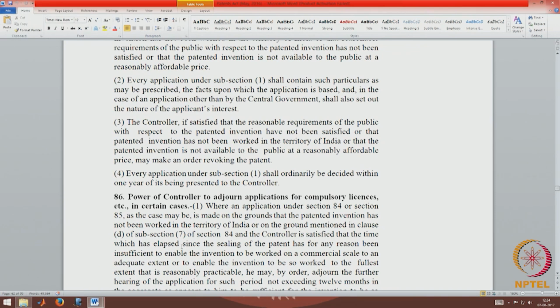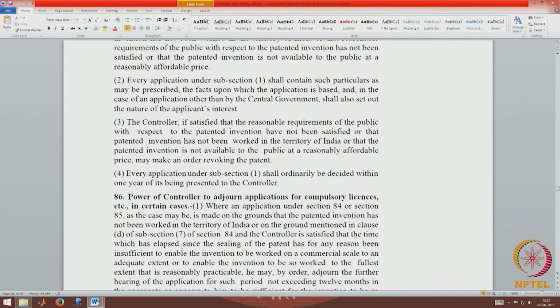So, law provides for a measure by which the patent can be revoked and any person could then work the invention. 85.2. Every application under subsection 1 shall contain such particulars as may be prescribed, the facts upon which the application is based, and in the case of an application other than by the central government shall set out the person's interest.